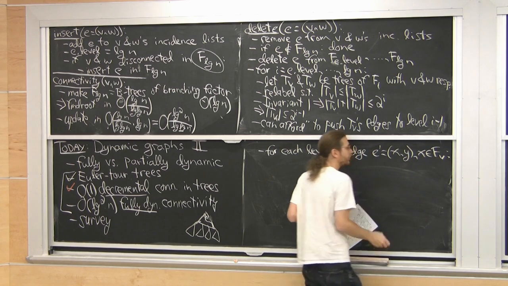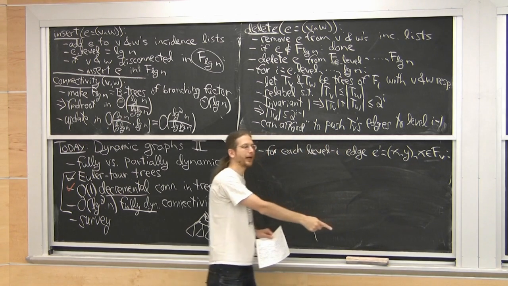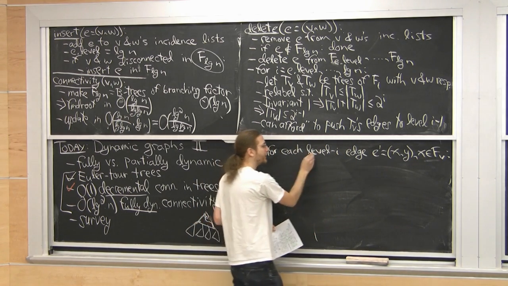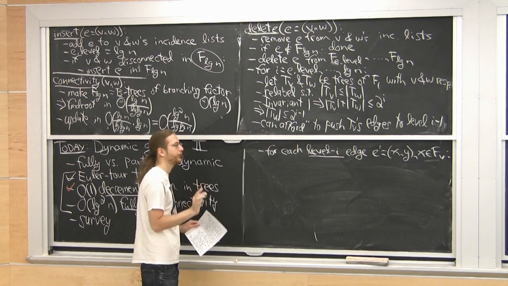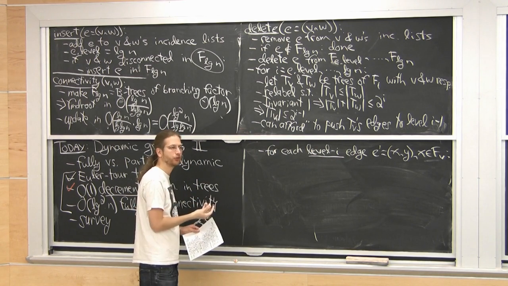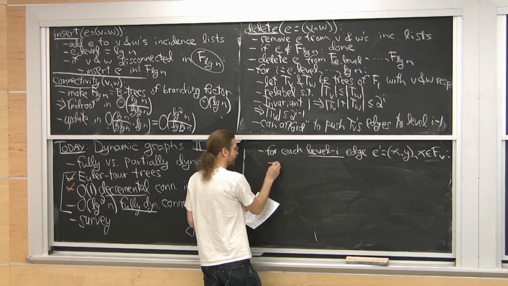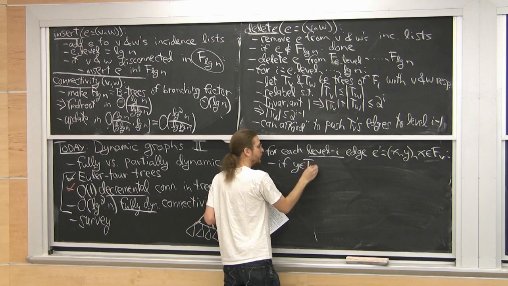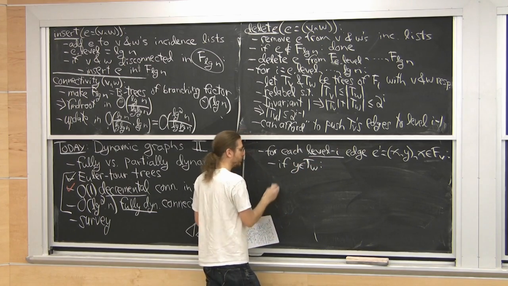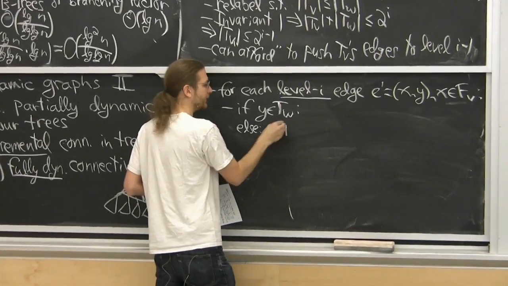So I want to search from every vertex in FV. I want to look at all the outgoing edges from there of level I. Never mind how to find those edges. Just pretend you could find it in constant time per edge. It's going to be log n time per edge, but that's OK. It's two cases. Either y is in TW. Otherwise, y is going to be in TV.